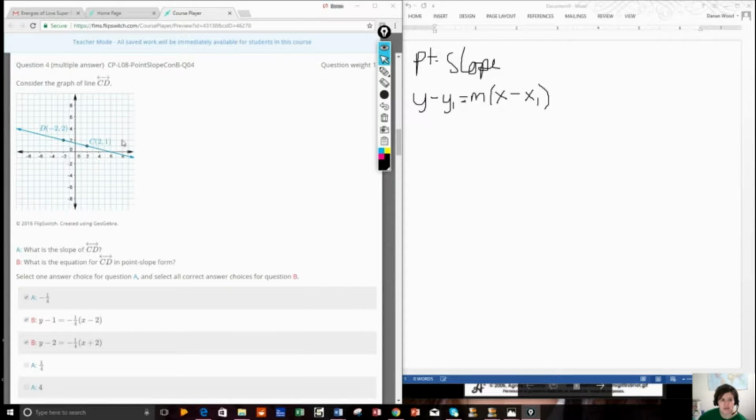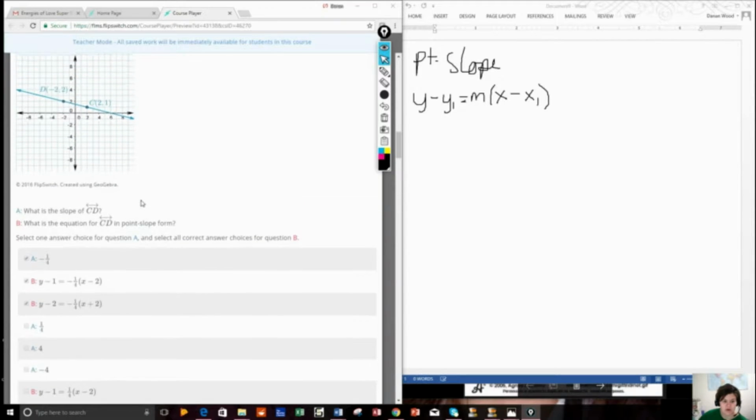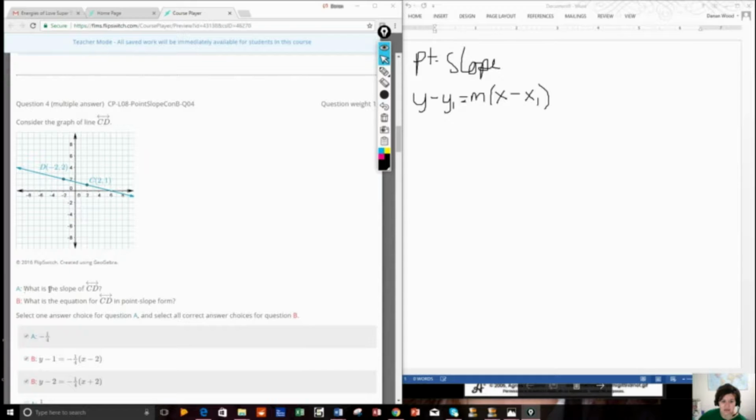Question 4, consider the graph of the line CD. We have two questions. A, what is the slope of the line CD? And B, what is the equation for CD in point slope form? Okay, select one answer choice for question A and select all the correct answer choices for question B. Okay. So point slope form, we still have the generic equation written up. So let's first find our slope.